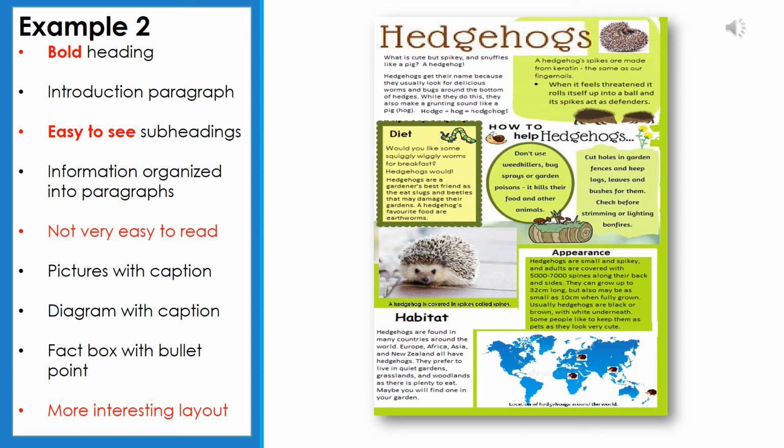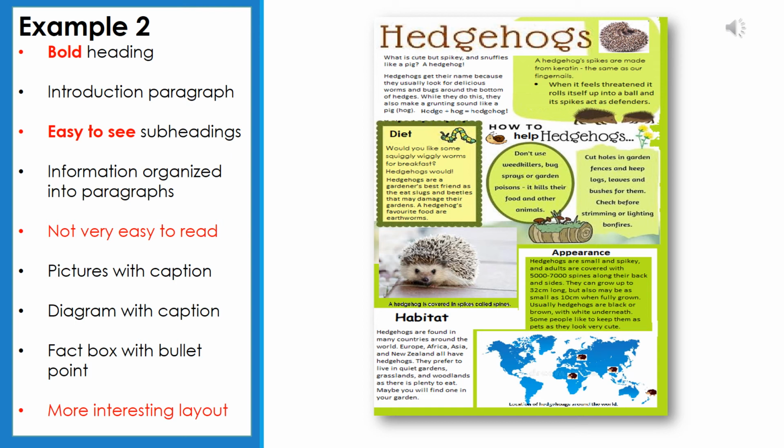Now we have pictures with captions. We have a diagram with a caption down the bottom corner showing where hedgehogs are found in the world. We have a fact box top right with a bullet point. Makes it easy to see the information. And the layout is more interesting, but it's kind of a little bit bitsy, which kind of means there's so many little bits of it that it makes it a little bit messy and hard to read.